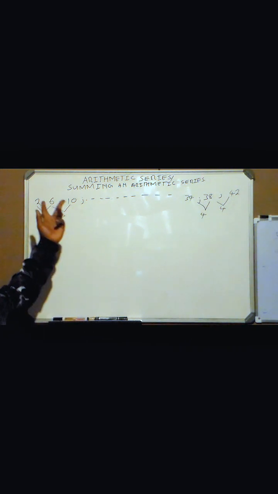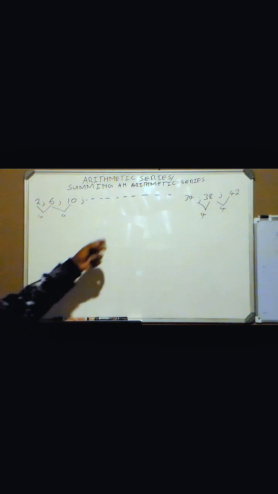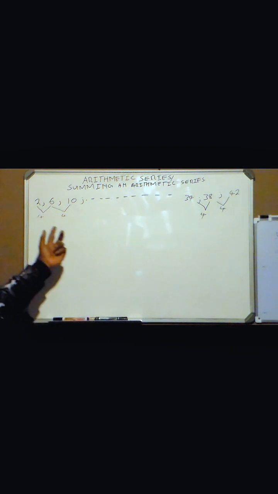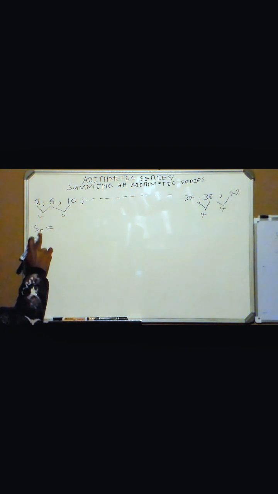And then from there, to get the previous term from 38, it should be 38 minus 4. This would give me 34, right? So now we have the first three terms of the sequence and the last three terms of the sequence. So we can write this in a series form. So we have Sn, because we do not know how many terms we are summing up, so we write it as n.